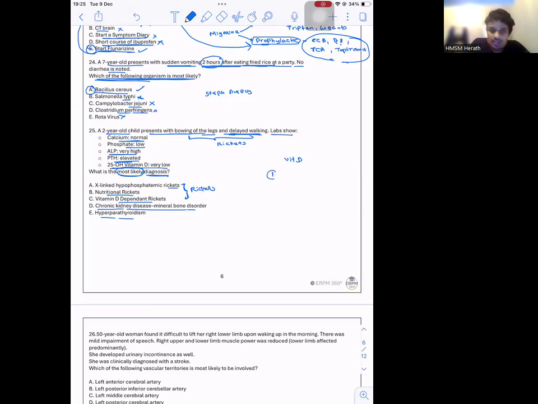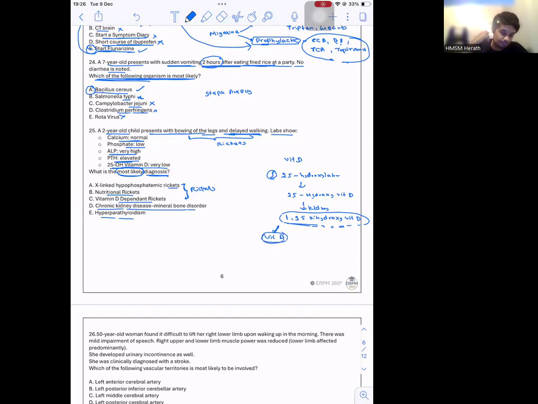Initially, 25 hydroxylation occurs in the liver, which produces 25 hydroxy vitamin D. Then it goes to the kidney, where 1 alpha hydroxylation occurs and produces 1,25 dihydroxy vitamin D. This is the active form of vitamin D, which we also call calcitriol.